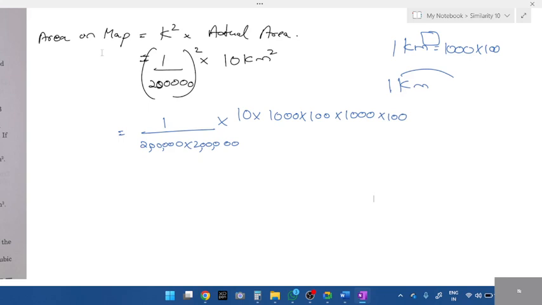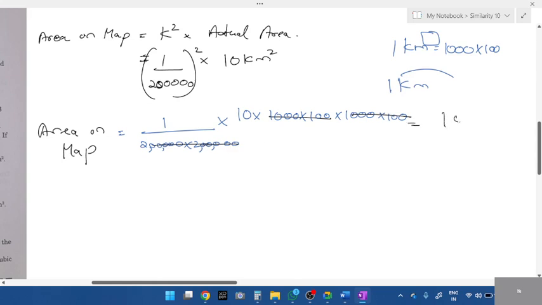What's the answer? Is it 2.5 centimeter square? Area on map, centimeter square, correct. So here, how many zeros? 5 zeros are there. 5, 3 plus 2, 5. 5 gets cancelled. 5 and 5.